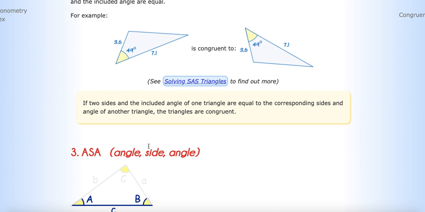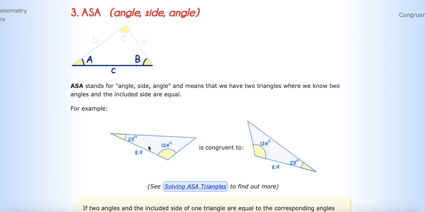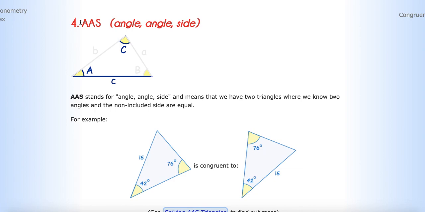Now, notice all 4 of these are in sets of 3. Now you have an angle, side, angle. You have an angle, a side, and an angle. The side is sandwiched between the 2 angles. Angle, side, angle. And then lastly, we have an AAS.